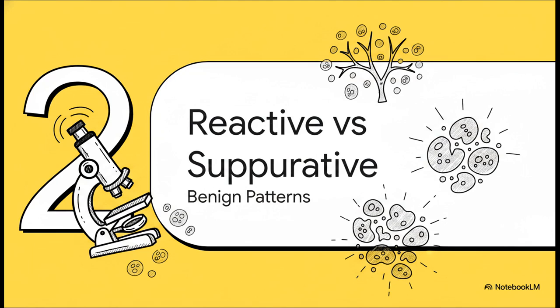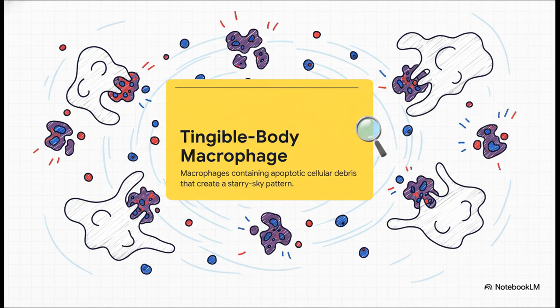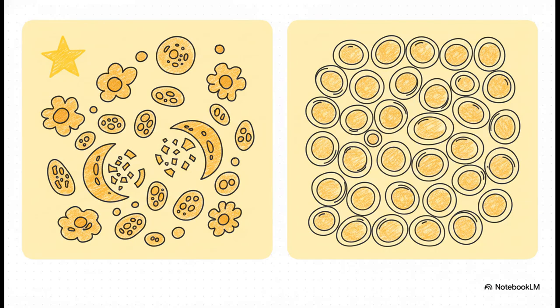Reactive versus suppurative patterns. Let's step up to the high-power objective now and meet your new best friend, the tingible-body macrophage. In a highly reactive fighting lymph node, your B cells are rapidly proliferating, mutating, and, well, frequently dying off via apoptosis if they don't produce the right antibodies. These specific macrophages swoop in to eat up that dead cellular debris. When you see them scattered throughout a germinal center, they create this beautiful starry sky pattern. Honestly, when you see that, you can usually breathe a huge sigh of relief, because they strongly suggest a benign reactive follicular hyperplasia.